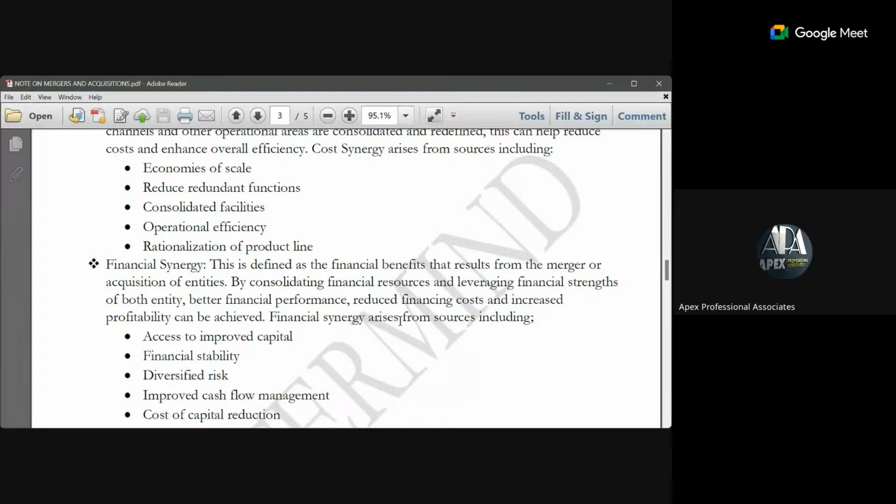We also have financial synergy. Now, financial synergy.